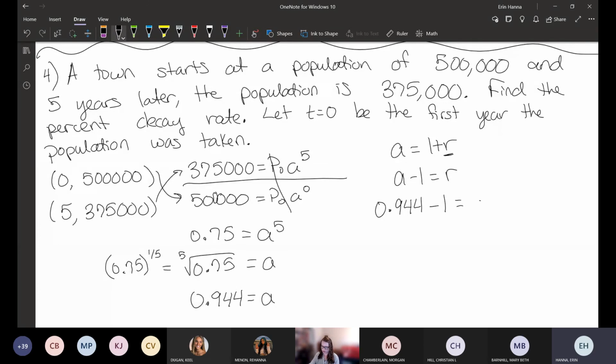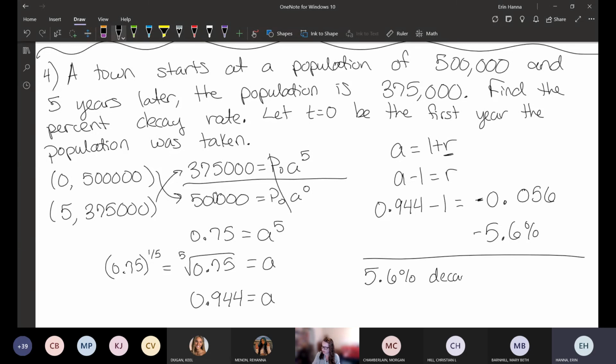we'll get negative 0.056, which as a percent would be negative 5.6%. Usually instead of listing the percent as negative, you'll say something like a 5.6% decay rate, and you'll drop the negative because the word decay essentially tells you that it's negative.